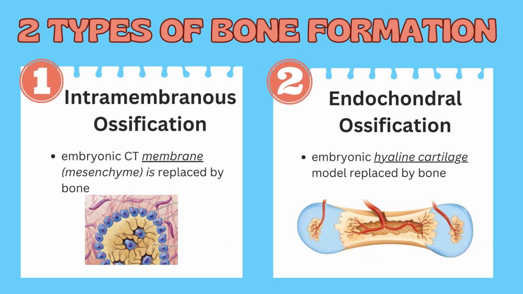Bone formation occurs in 2 different ways. Intramembranous ossification occurs when the embryonic connective tissue membrane, which is the mesenchymal cells, is replaced by bone. Endochondral ossification occurs when the embryonic hyaline cartilage models are replaced by bone.